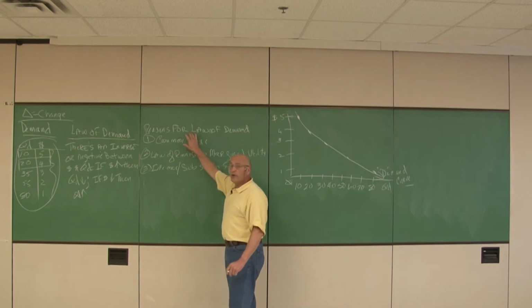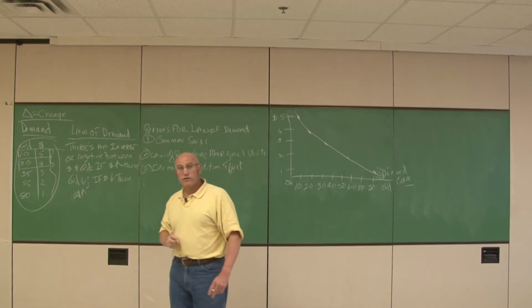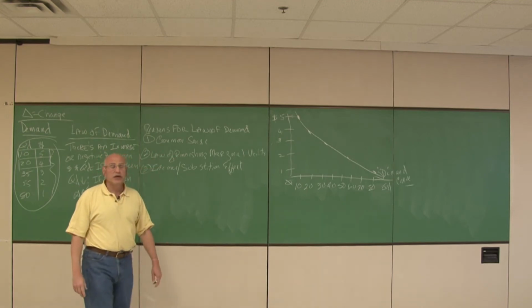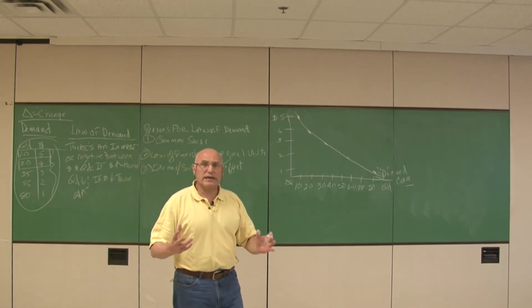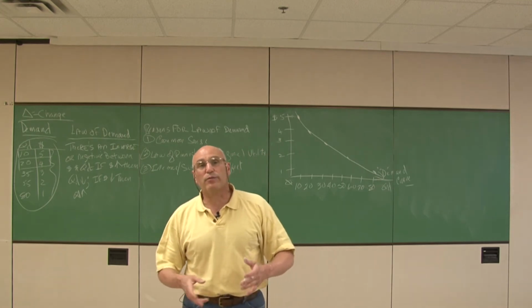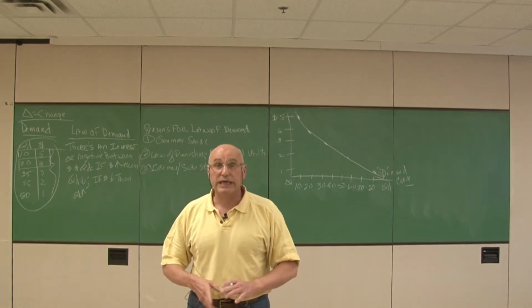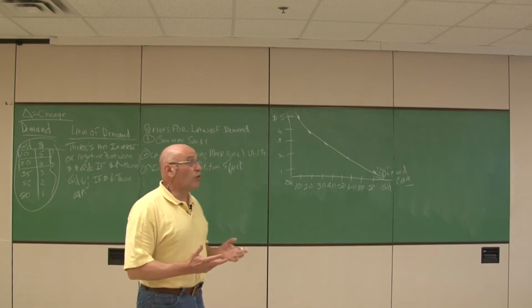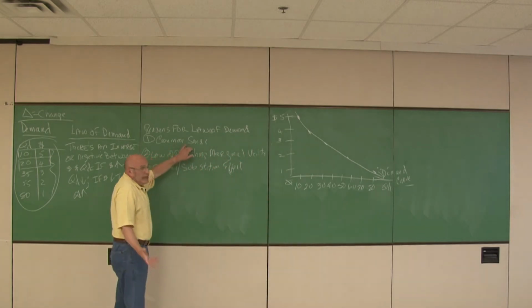Now, there are 3 reasons for the downward sloping curve. The first one is common sense. All of you have been doing economics all your life. You know that you would rather buy a lot of a product for a little bit of money than a little bit of a product for a lot of money. And therefore, again, it's just common sense.